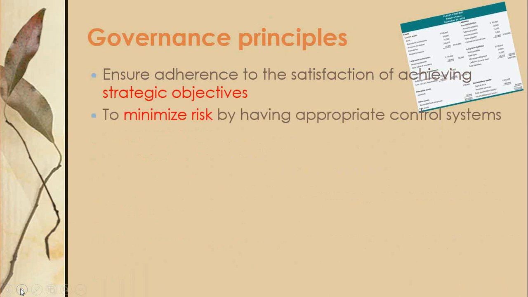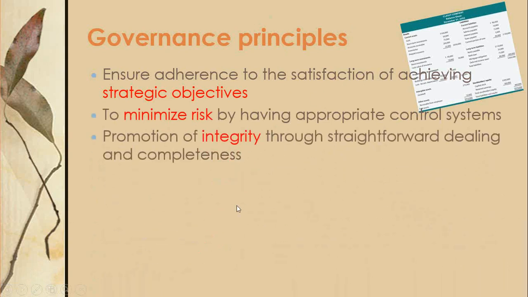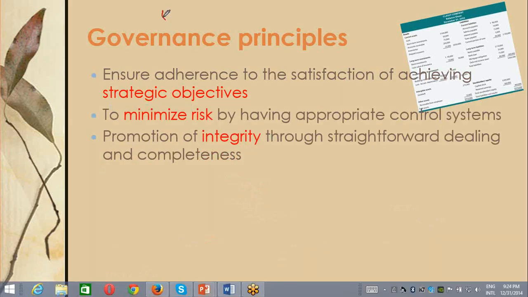And to minimize risk. How do you minimize the risk? By having controls. By having proper internal controls. So you can see corporate governance, internal controls and risk management are like the three sisters in the family. They are connected. Without internal controls, you will not have good risk management. Without good risk management, you can't have good corporate governance.